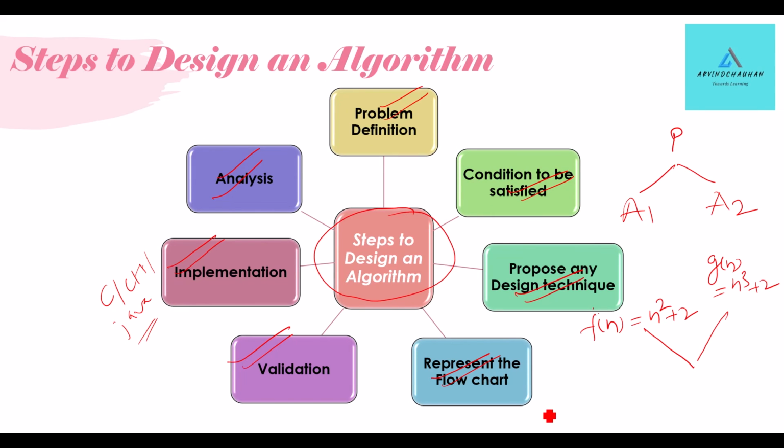You know this f(n) is a quadratic function, that is, approximately order of n square, and the function g(n) is a cubic function. So it is clearly visible that algorithm A1 is efficient as compared to A2, so you will consider algorithm A1. This is the analysis. For this we have different methods to analyze algorithms. We will discuss them in the coming lectures.